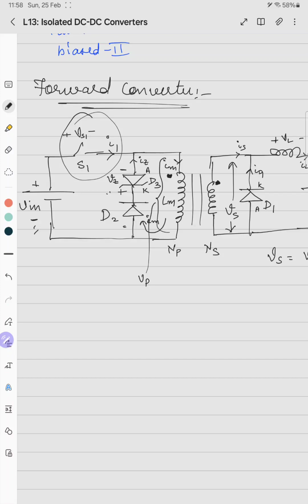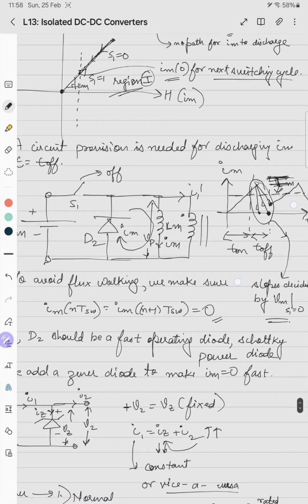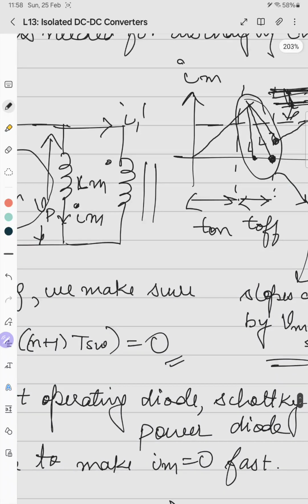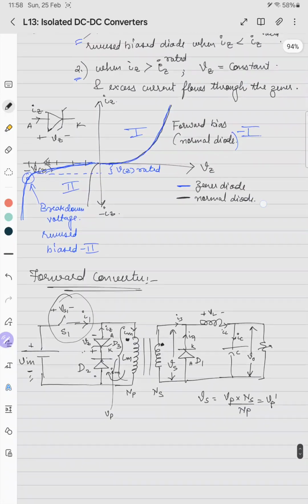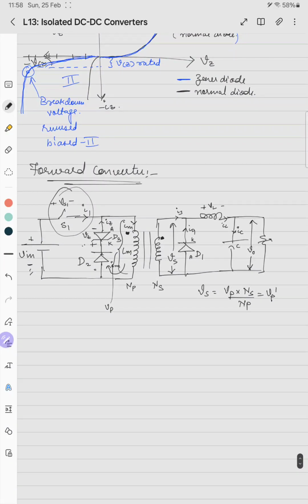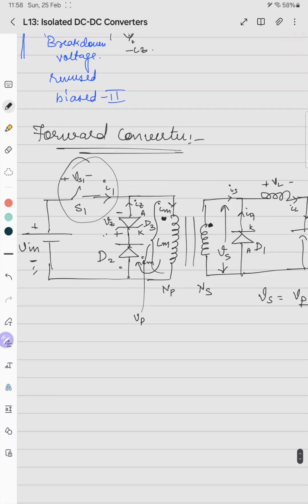So negative polarity of voltage is connected across the primary, which means that the rate of fall of IM is faster, like this. This slope of falling of IM which you see here is faster. So thus IM demagnetizes, and as IM demagnetizes, this negative voltage comes here.